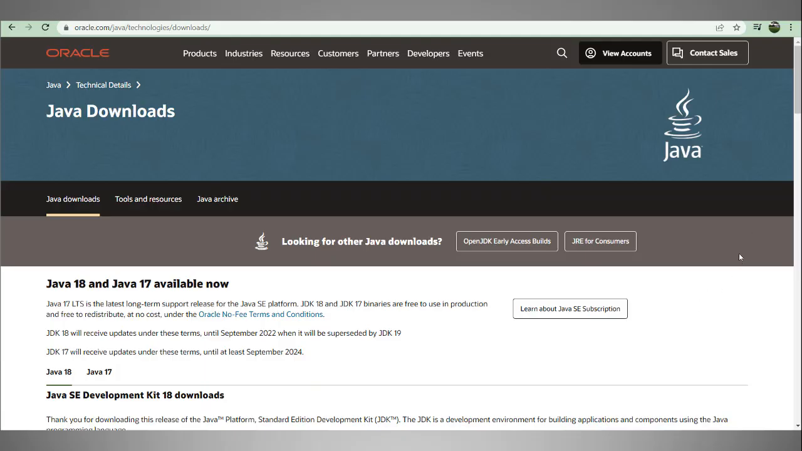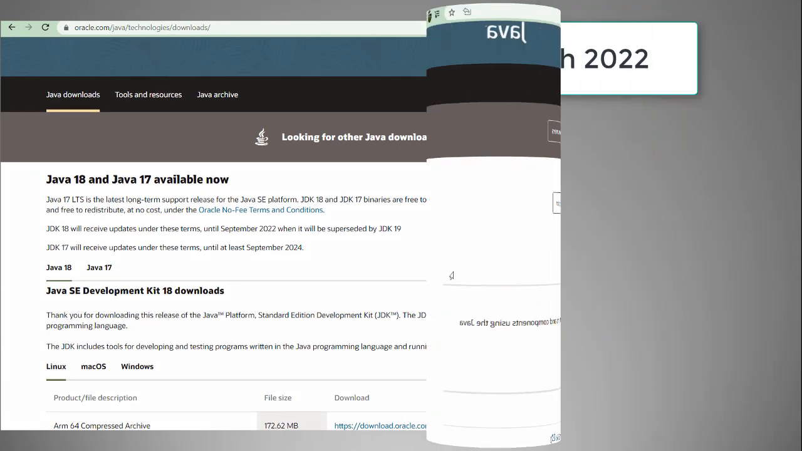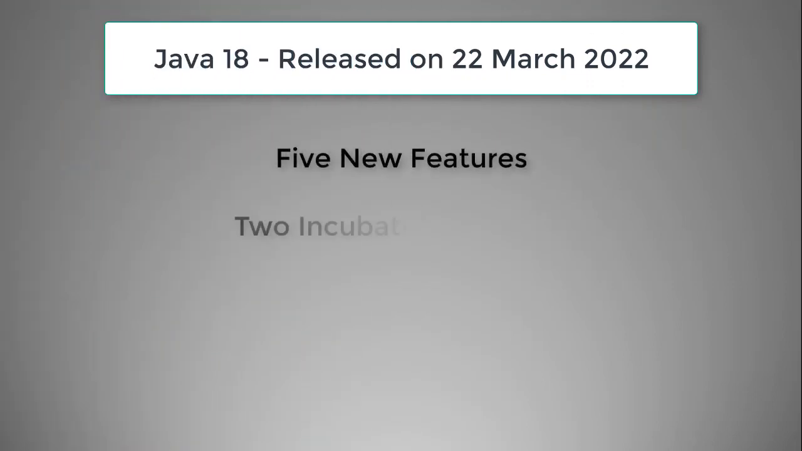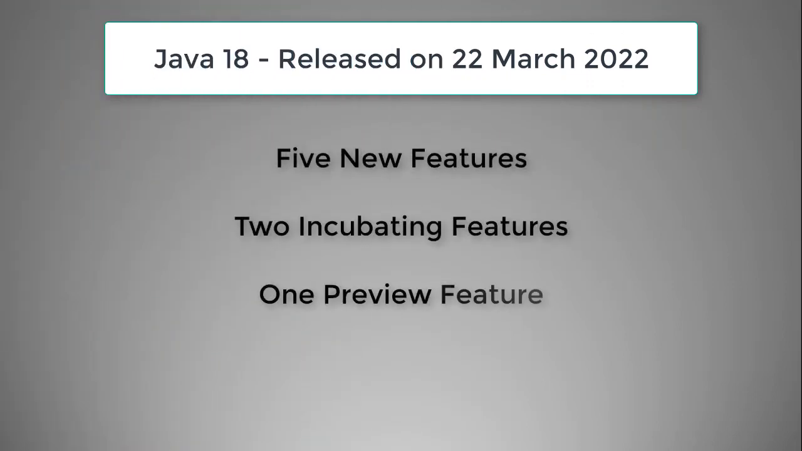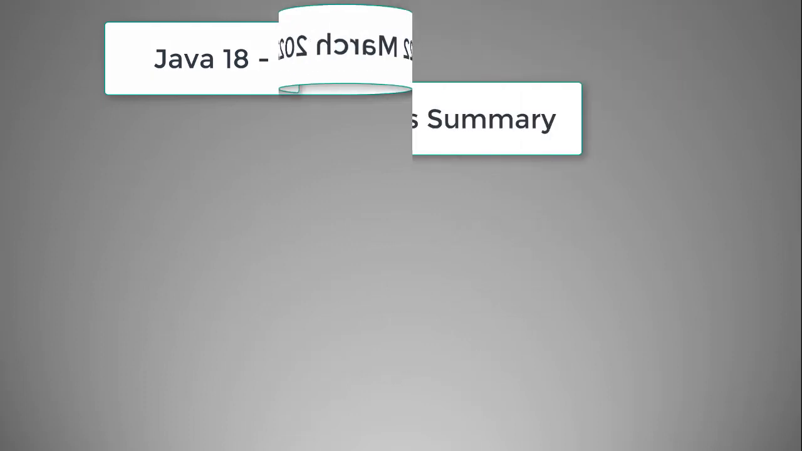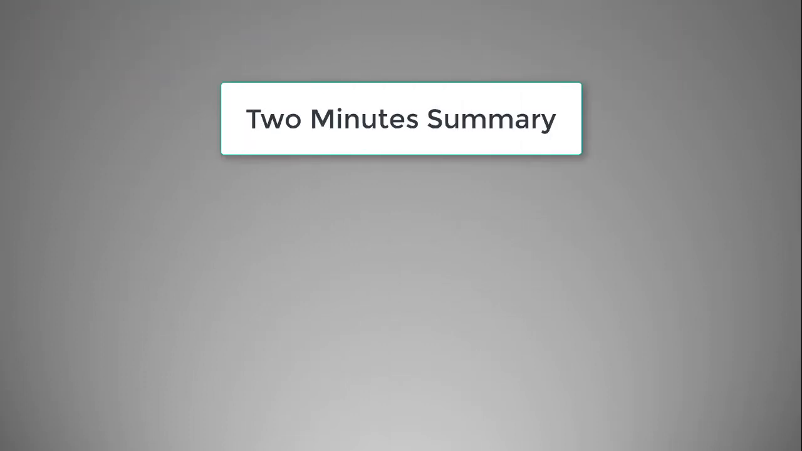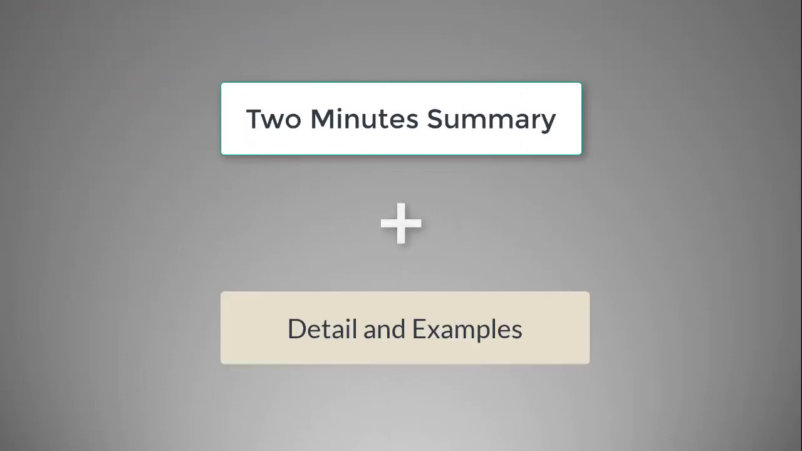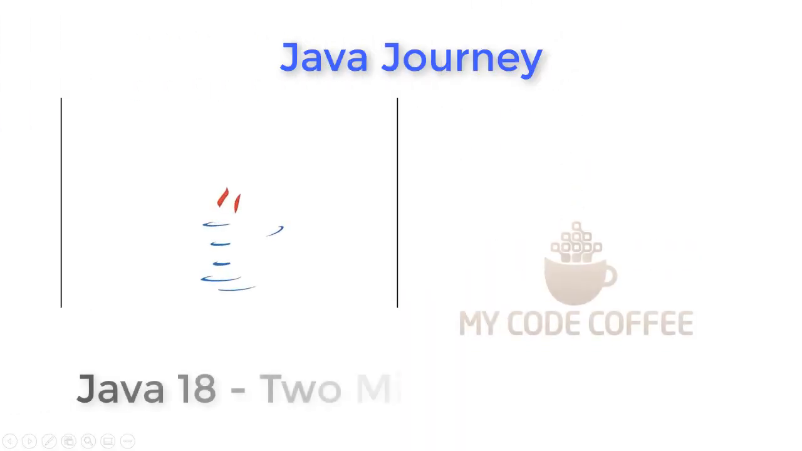Java 18 final version is now available. It has 5 new features, 2 incubating features, 1 preview feature and 1 deprecation. This video gives a 2 minute summary of all these changes followed by details and examples. So here is the summary.